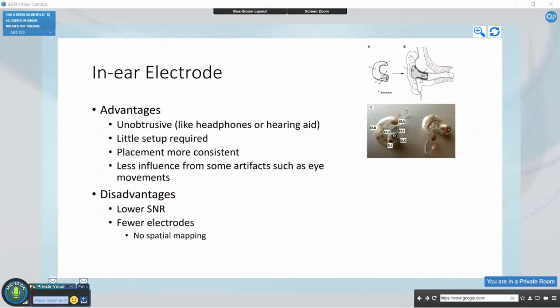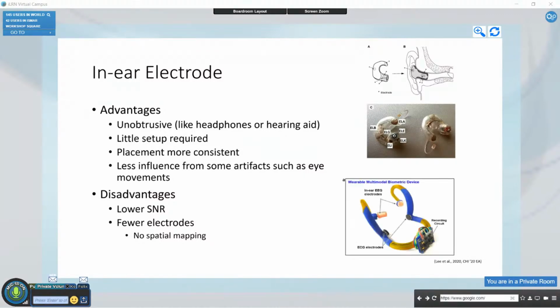In-ear electrodes are also something that we're very interested in. It's very unobtrusive. There's little setup, and maybe less influence from some muscle activation, such as eye movements. The disadvantages, of course, is that you have fewer electrodes, and none of the spatial mapping that you might have with a multi-channel cap, and generally lower SNR. And so that's kind of an interesting question: can we make these in-ear electrodes practical?